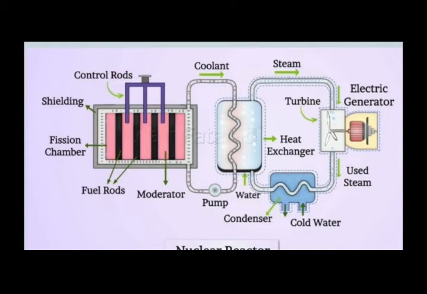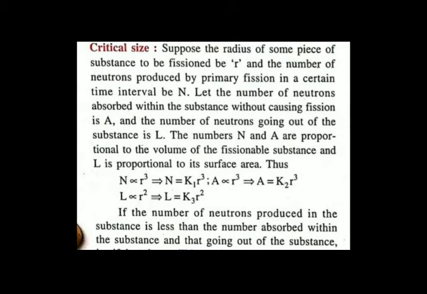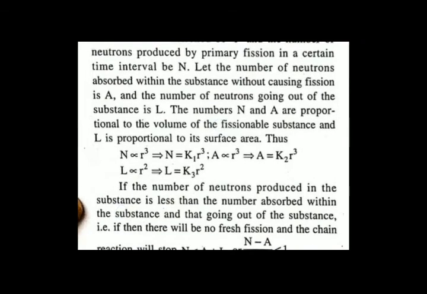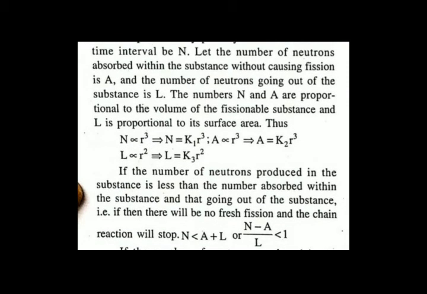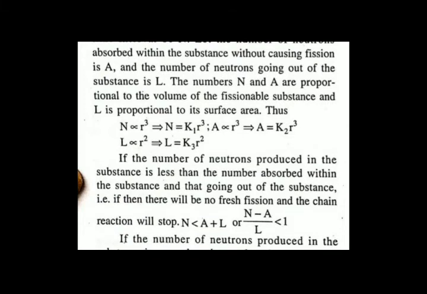Critical size. To sustain a chain reaction, the nuclear fuel must have some minimum size. That is what we call critical size. For example, take a nuclear fuel of certain size which is generating a number of neutrons n proportional to its volume, that is, proportional to r cube. To remove the proportionality, we write n = k1 r^3.